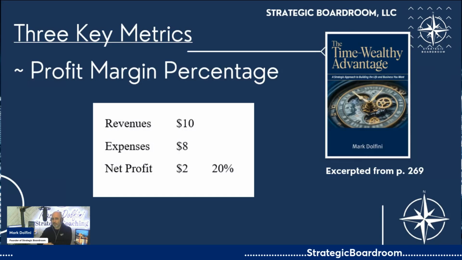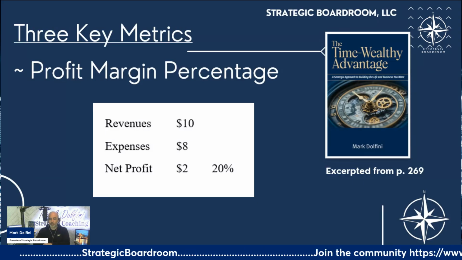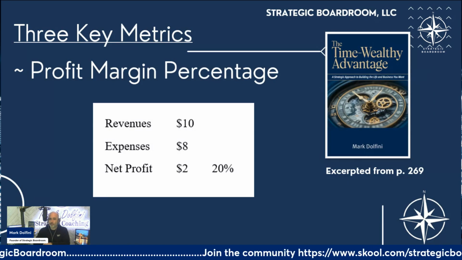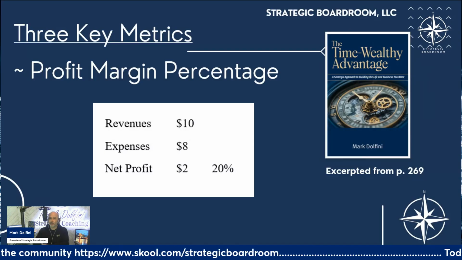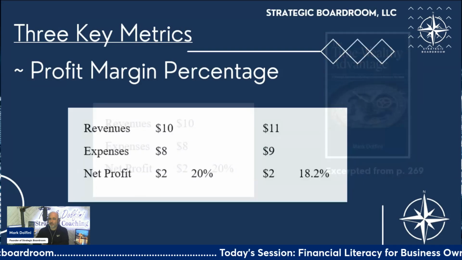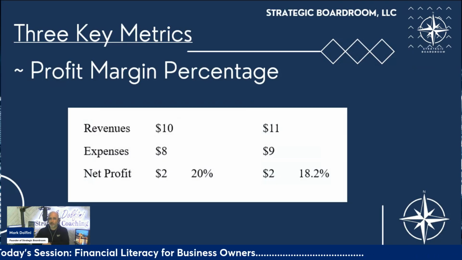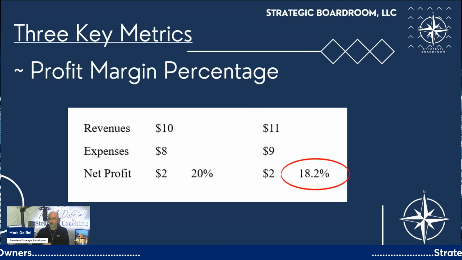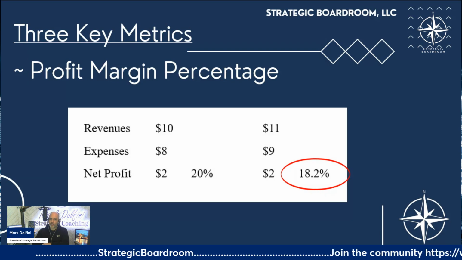Now let's pretend your expenses go up $1, and you want to maintain your net profit of $2. So what you do is you raise your price by $1. Expenses go from 8 to 9 and revenues go to 11. Let's see what that looks like. You've got $11 in revenues, $9 in expenses, $2 net profit, but look what happened to your profit margin percentage. It went down. You are now less efficient at keeping dollars in your organization.